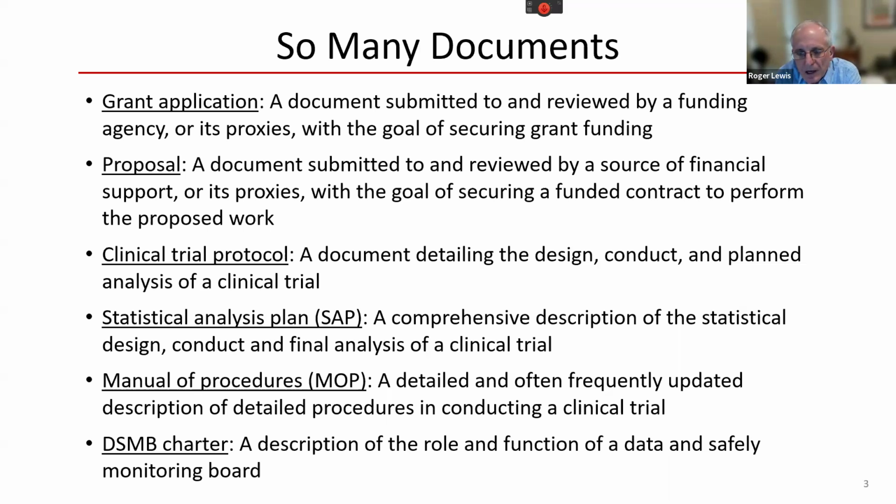A manual of procedures is a document that may or may not exist for a particular trial that you're involved with or trying to lead, but it's a detailed and often frequently updated description of detailed procedures. So how bloods are drawn, how samples are handled, how they're shipped back to a central lab, who to call in case the web randomization system doesn't work, all those sorts of details. One of the main differences between a clinical trial protocol and a manual of procedures is that the manual of procedures can be updated frequently without it being an amendment to the protocol that requires re-review, for example, by an IRB or approval by your funding agency.